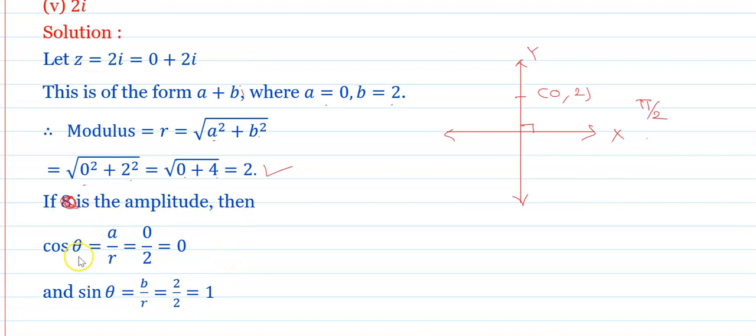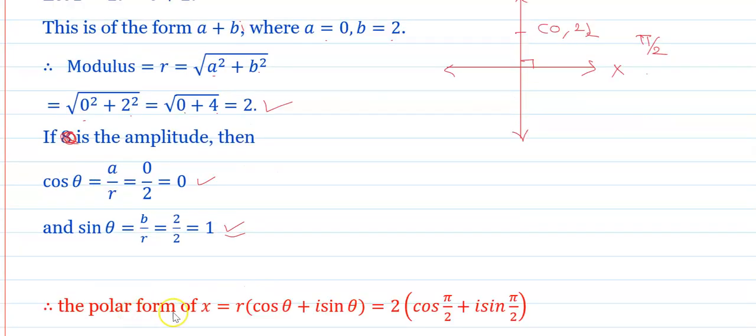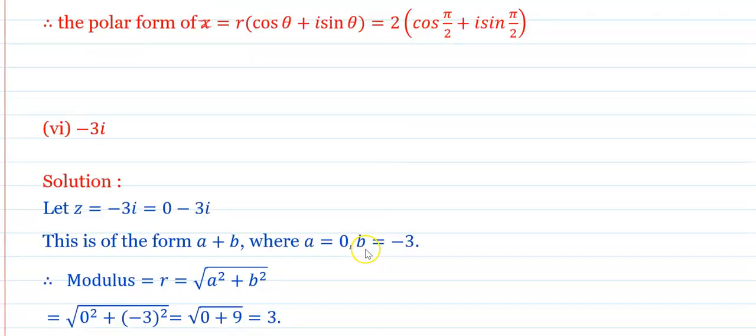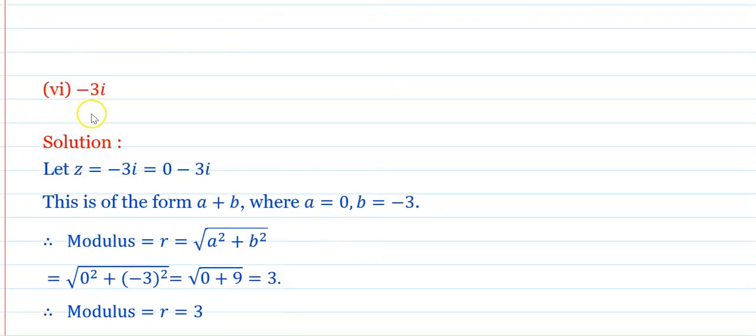theta is the amplitude, then cos of theta is equal to a upon r. A is 0, so cos is 0, and sine is 2 upon 2, that is equal to 1. The polar form of z is equal to r times cos theta plus i times sin theta, and that is equal to 2 in bracket cos of pi by 2 plus i times sin of pi by 2. Okay, now the next is minus 3i.